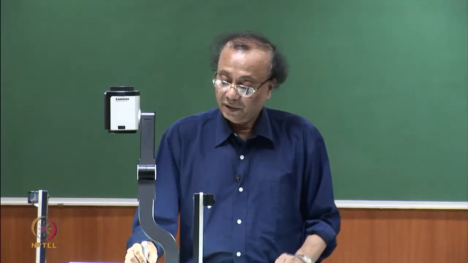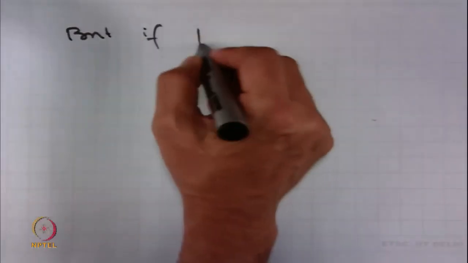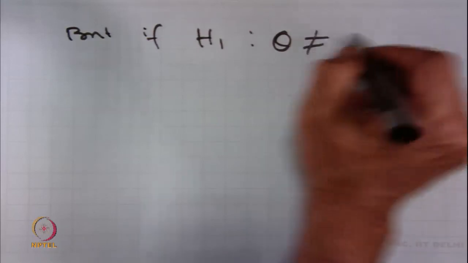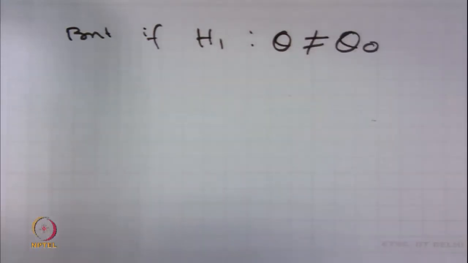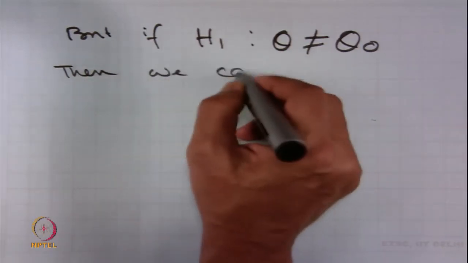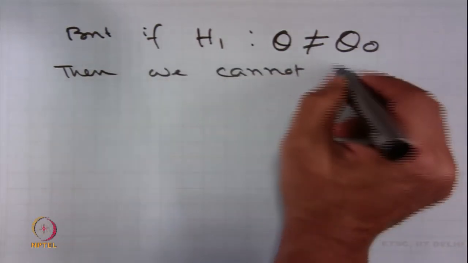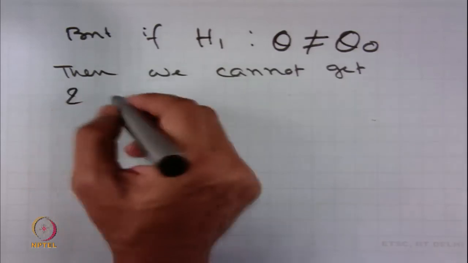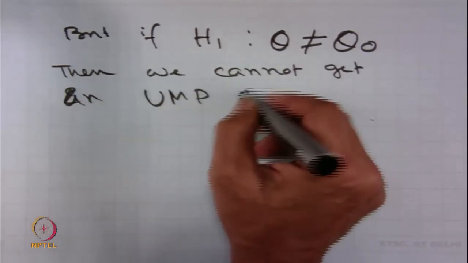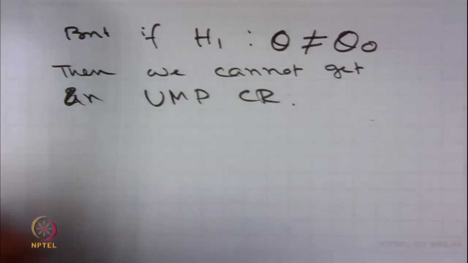But if H1 is of the form theta not equal to theta naught, then we cannot get a uniformly most powerful critical region in general.